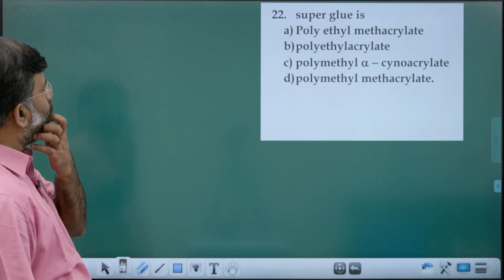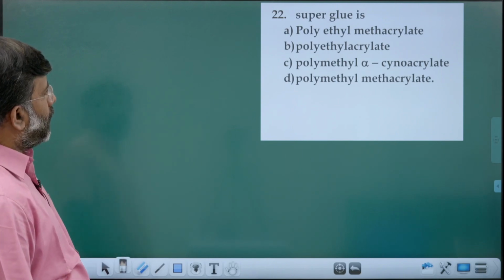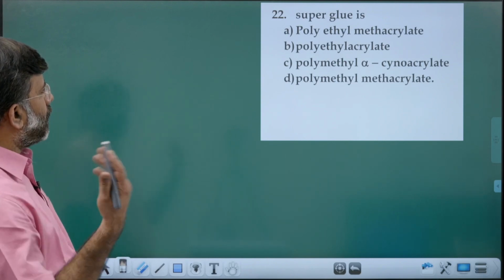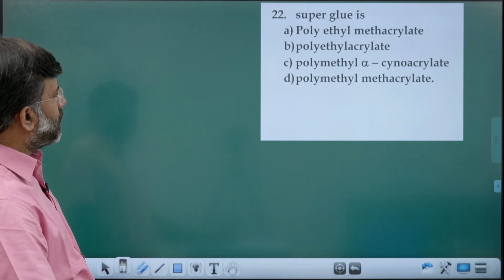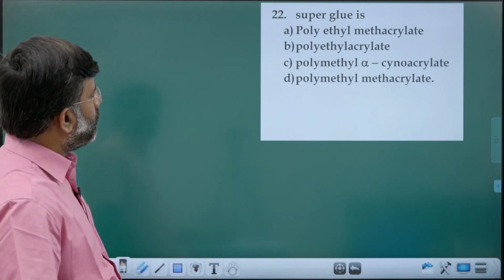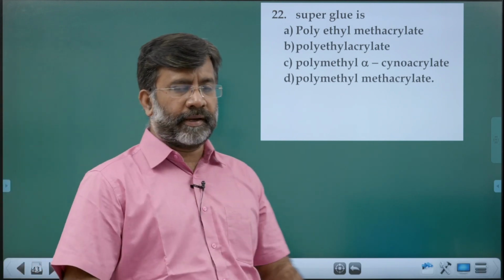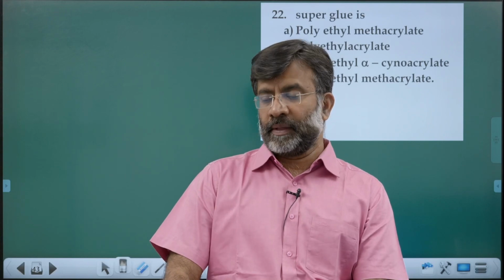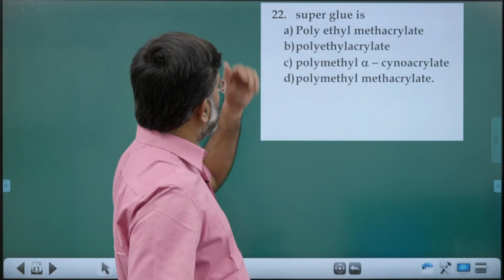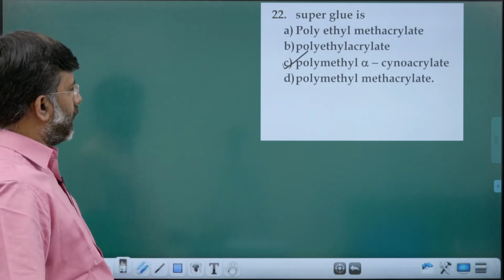Superglue is polymethyl methacrylate? Polymethyl methacrylate is PMMA. That is plexiglass. We are talking about superglue. Superglue is option C, polymethyl alpha cyanoacrylate.